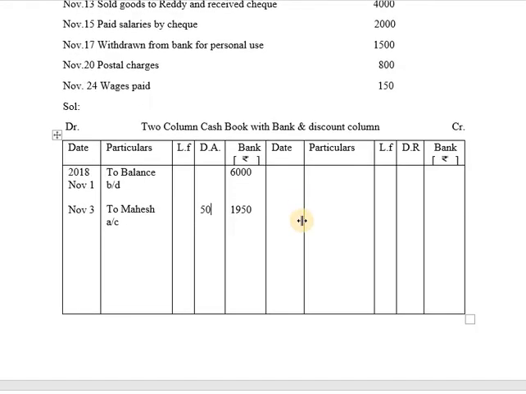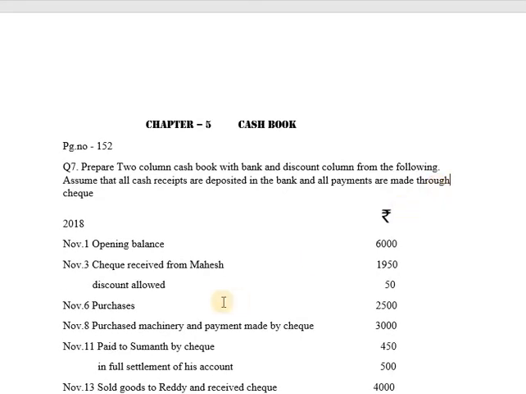So we'll be writing this on credit side as 2018 November 6 by purchases, by purchases account, and you have paid rupees 2,500. So amount will be recorded as 2,500. Next, after November 6, we have a transaction on November 8. Purchased machinery and payment made by check 3,000 rupees.